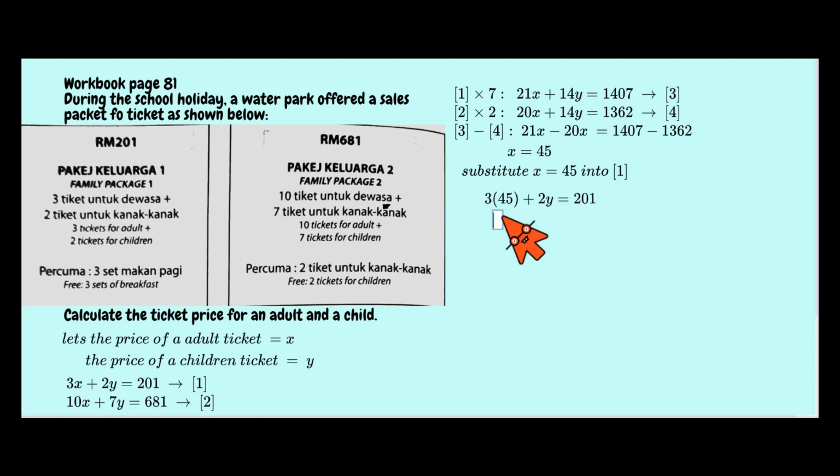So this means we get 3 times 45, which is 135, plus 2y equal to 201. So 2y is equal to 201 minus 135, and the answer is 66. So y should be divided by 2, which is 33. So what does this mean?